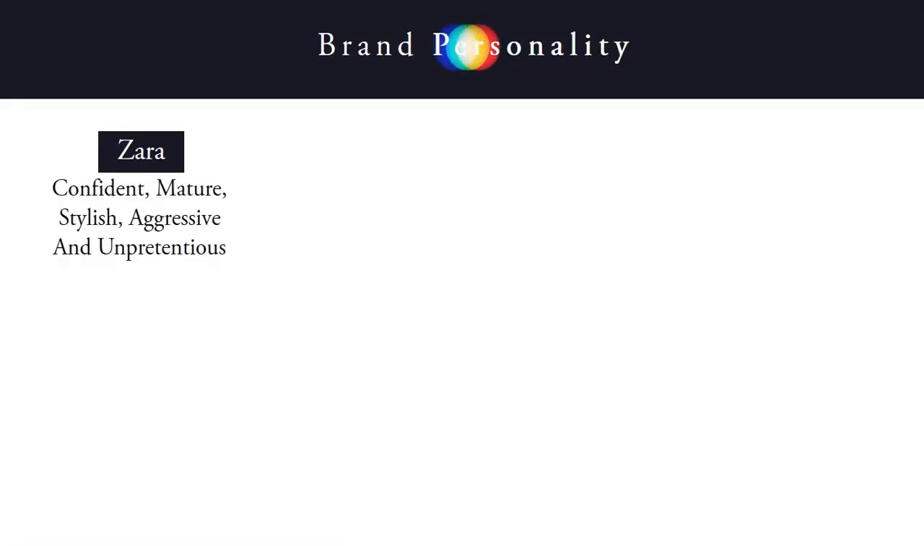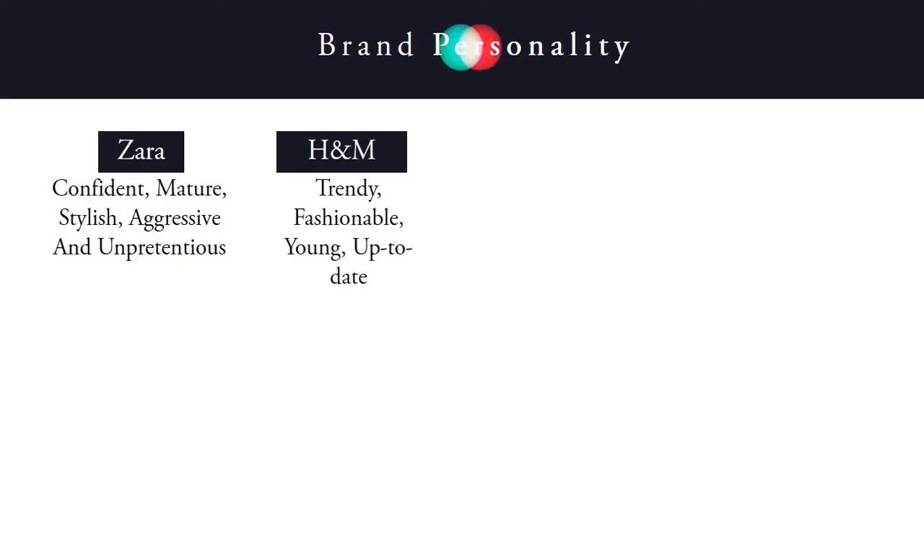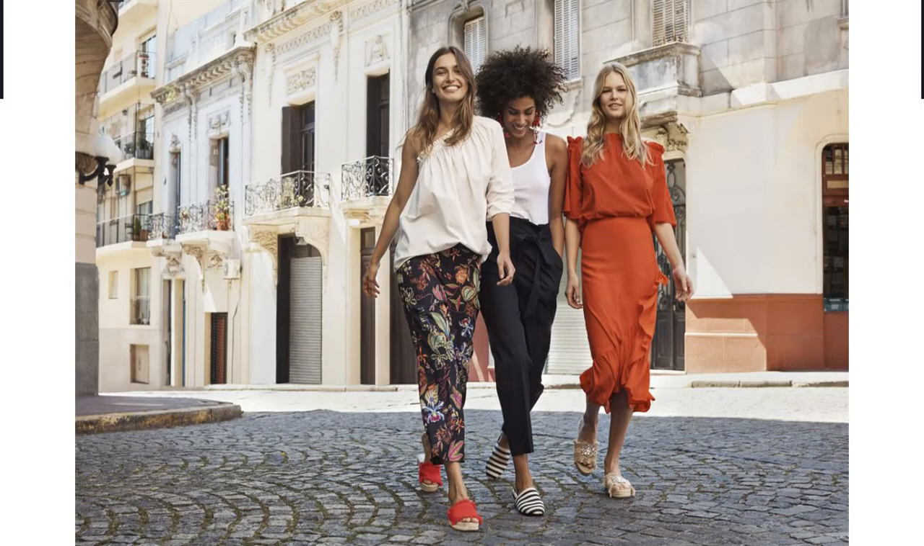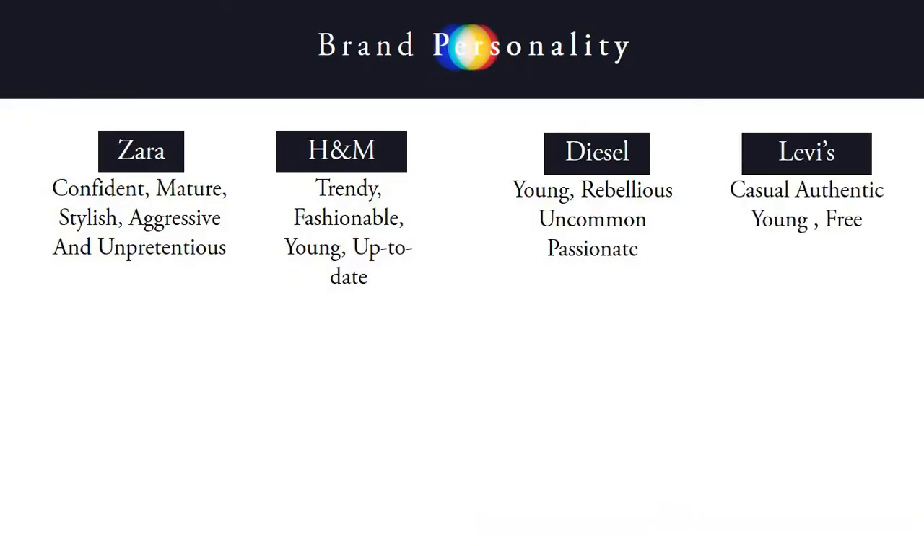Now if we look at different brands' personalities, you have Zara, which is confident, mature, stylish, aggressive, and unpretentious. You have H&M, which is trendy, fashionable, up to date. Diesel is young, rebellious, uncommon, and passionate, and Levi's is casual, authentic, young, and free.